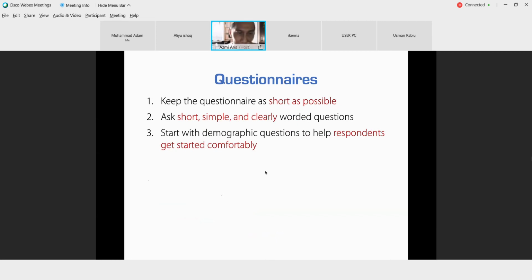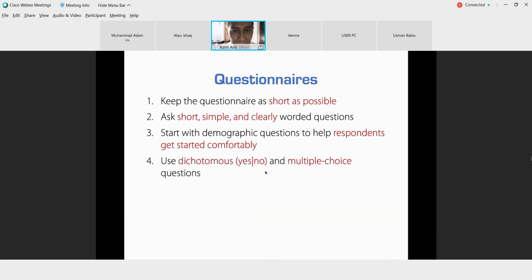Maybe from the level of education, you will know how this level of education relates to their environmental awareness, for example. How their salary relates to their action. Okay, so this is not only for a comfortable start, but can also be used in your data analysis.